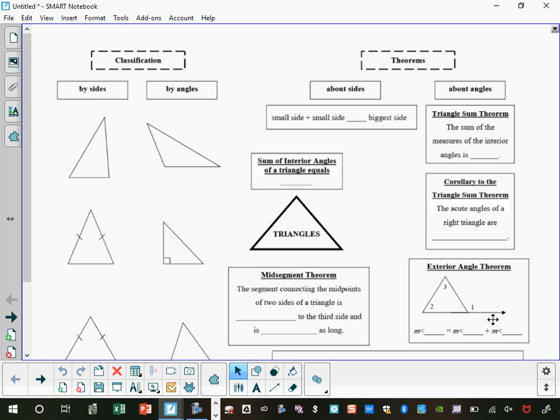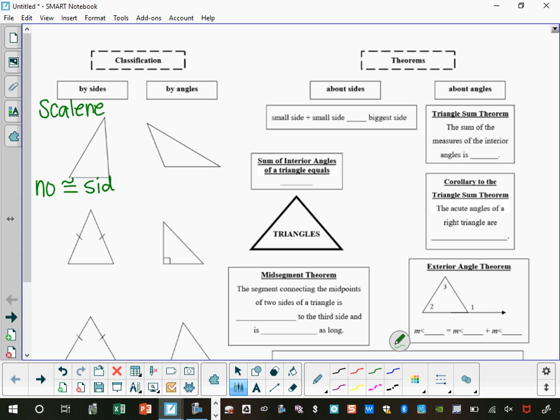We can classify triangles in two ways: by sides and by angles. When it says classify something, we'll never write numbers. We're going to write either 3 different options for our sides or 4 different options for our angles. What does scalene triangle mean? How many congruent sides are there? None, right? So we have no congruent sides.